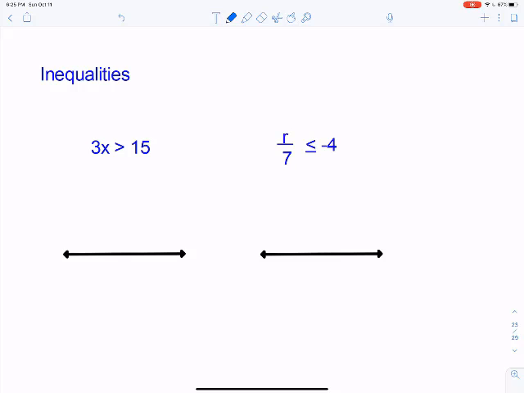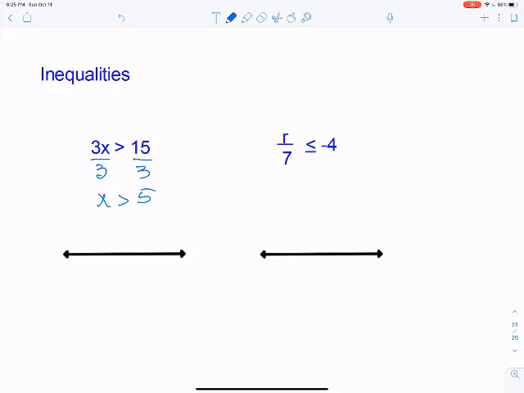It'll be very important to actually do a check statement on these, so we'll refresh that in just a second. Here I've got 3x is greater than 15. I don't want to know about 3x, I want to know about x. So how do I get rid of that? I do a divide by 3 on both sides. So x is going to be greater than 5.